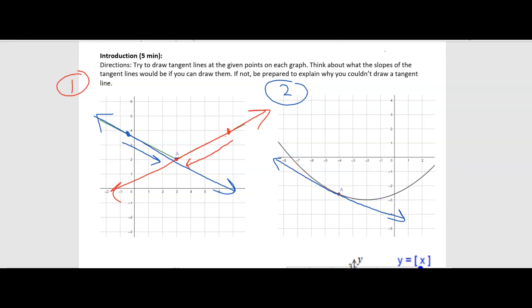Okay, let's look down at numbers 3 and 4.